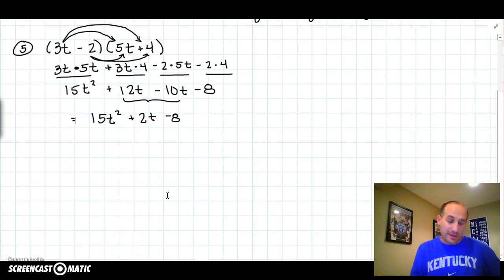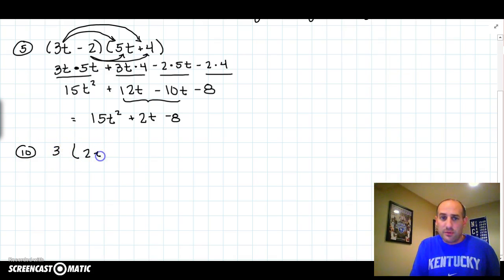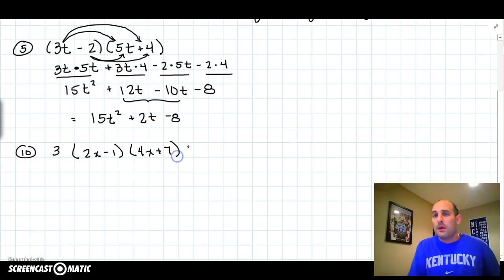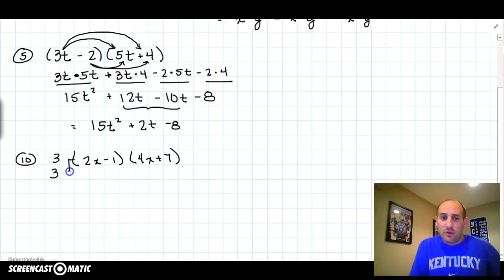Okay. Next one I'm going to jump ahead to is number 10. And the reason, in my experience, is that when we start throwing a number in front, an extra coefficient, it can be a little confusing. So I wanted to address that. 3 times 2x minus 1, 4x plus 7. Now, what I'm going to do is save that 3 to the very end of the problem. So when I look at it this way, I'm going to separate this. I can do all this stuff.